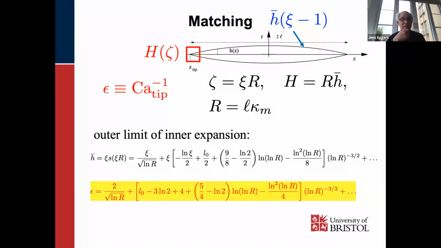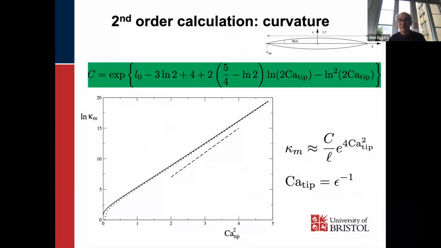Before, I showed you the inner limit of the outer expansion, and comparing the two, I get an expression for epsilon, where epsilon is nothing but the inverse of the capillary number at the tip. And so I can invert this expression, and I get an expression for R, where R is essentially the curvature at the tip. So this is it. What have I done?